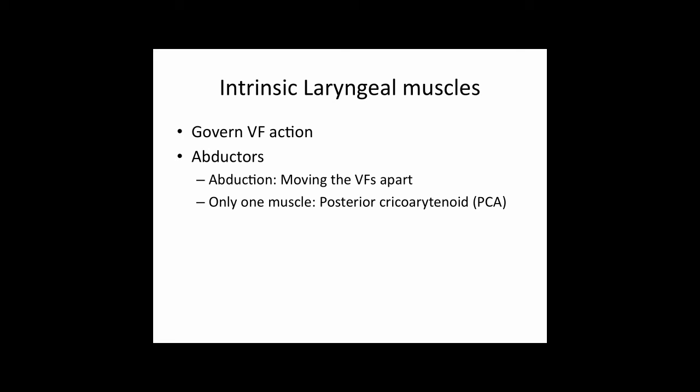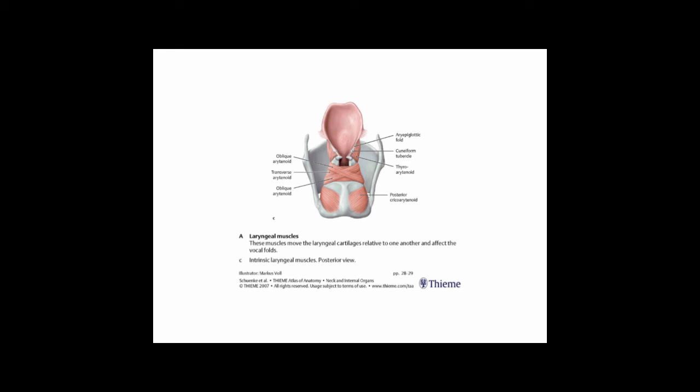So if you think about this, posterior is in the back, cricoid is the cricoid cartilage, arytenoid is another cartilage. So this is the muscle that runs in the posterior aspect of the cricoid and connects the cricoid to the arytenoid. If you look at it right here, this is the posterior cricoarytenoid. It is in the posterior aspect of the cricoid, courses up and backwards, and inserts into the muscular process of the arytenoid cartilage. Okay, that's the PCA, and that's the only abductor that opens up the vocal folds.